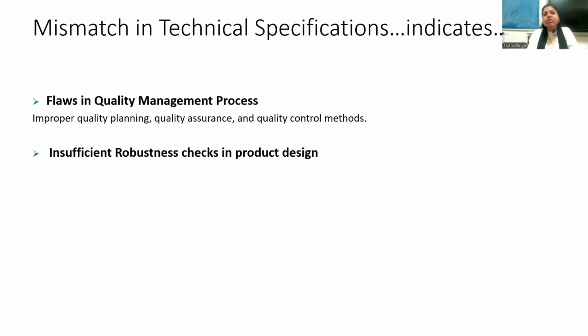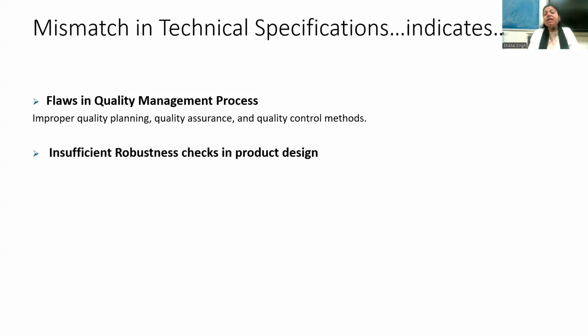Then the second thing which we can easily notice in this case is insufficient robustness checks in the product design and the product manufacturing. When you mention something in the technical design and the prototype is ready, when the things are manufactured and you are assembling them into the final product, it becomes very important to check the robustness.